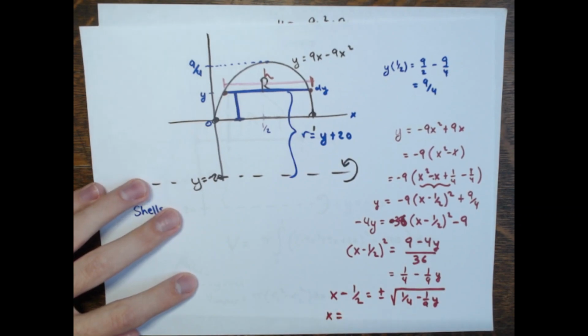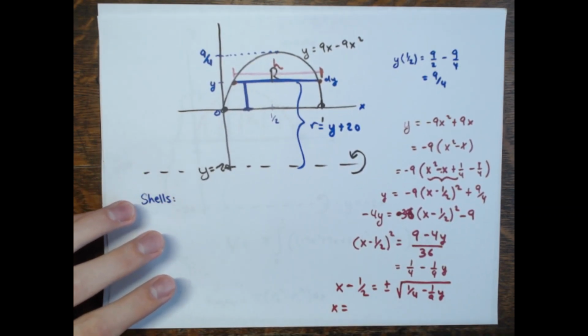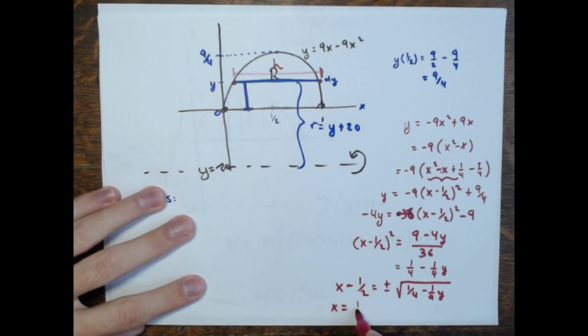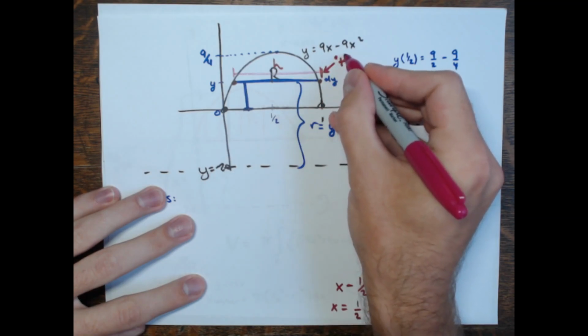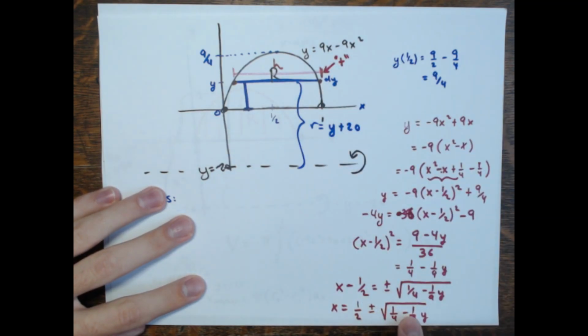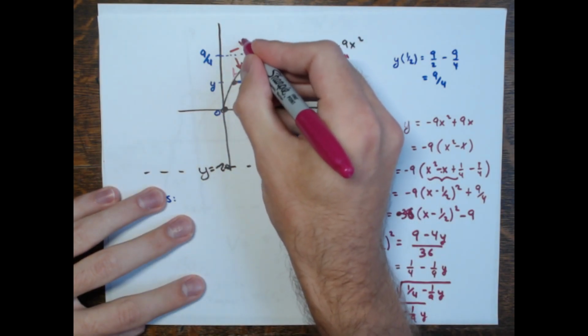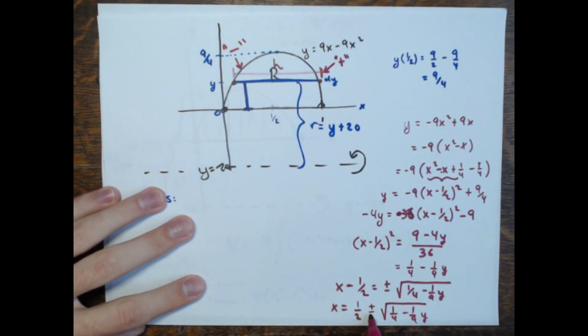Can you see how this is not the good way of going about this? Because this is way, way too complicated for what's being asked for. And then one of these will give me the right half, and the other one will give me the left half. This will be the one with the plus. I have x equals a half plus the square root of 1/4 minus 1/9 y. And then this side will be the one with the minus. x equals 1/2 minus the square root of 1/4 minus 1/9 y.